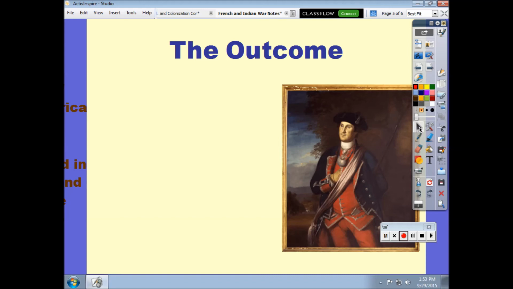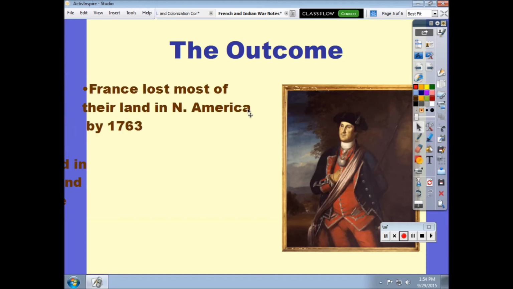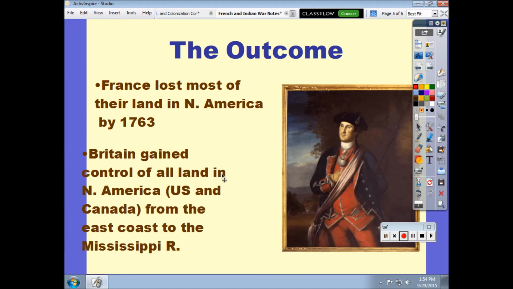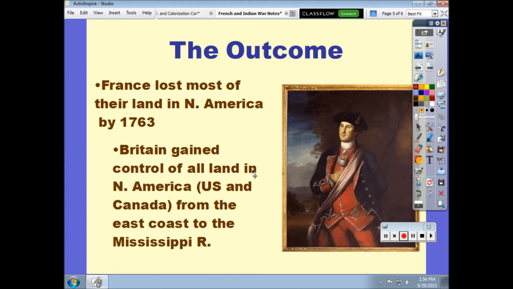When the war is all over, the British have taken over North America. The French have lost most of their land. We can say safely it's 99% or something very close to that, because they're going to be left with a very small piece when it's all said and done. And that means that Britain gains control of all the land in North America, the U.S. and Canada, from the East Coast all the way to the Mississippi River.